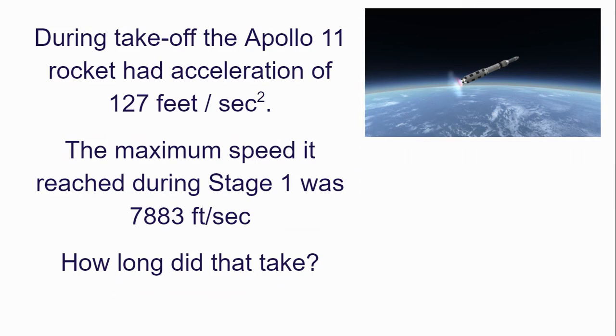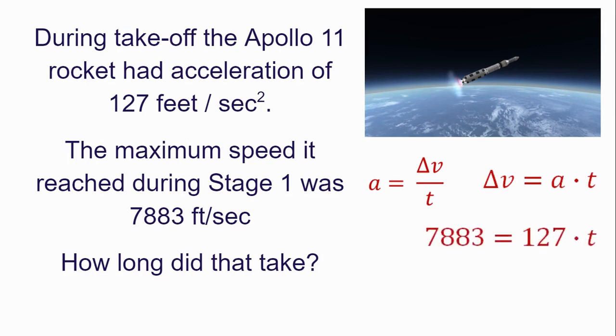In order to determine how long this would take, we'll consider the equation for acceleration. Acceleration is the change in velocity over time. We can solve this for the change in velocity and write that the change in velocity is the acceleration multiplied by time. That means that to go from 0 to 7,883 feet per second with an acceleration of 127 feet per second squared, it would take 62.1 seconds, or just over 1 minute.